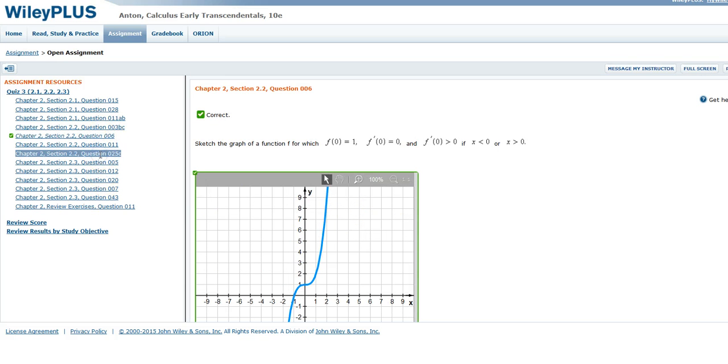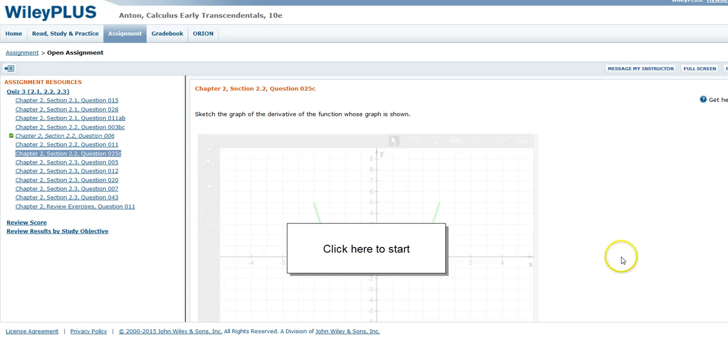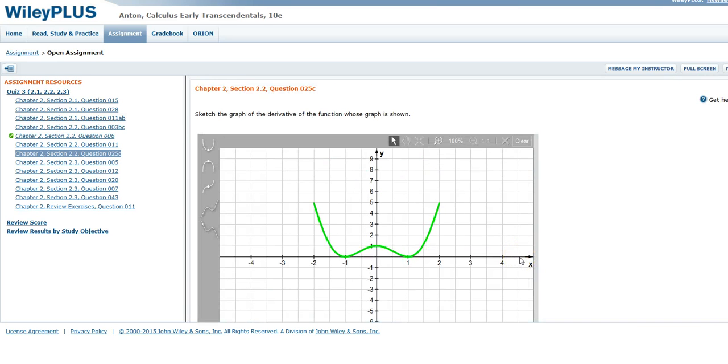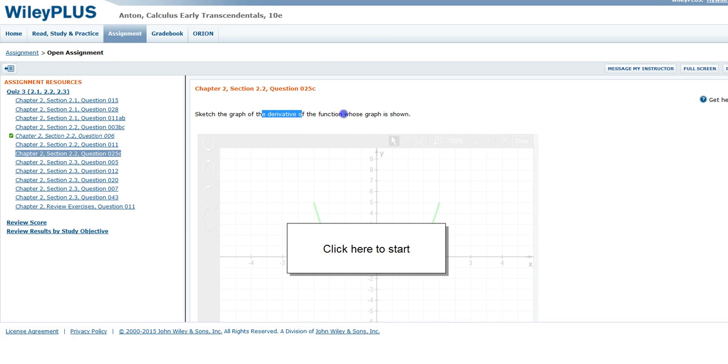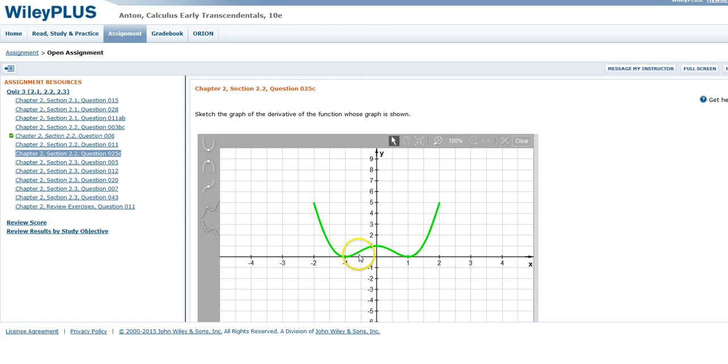And then the next question, 25C again, sketch the graph of the derivative of the function whose graph is shown. So this is the graph of the function, and I want to know the graph of the derivative. So I know the graph of the derivative is 0 here and 0 here. So it means my derivative function, whatever function I pull on here, is going to be my blue function.